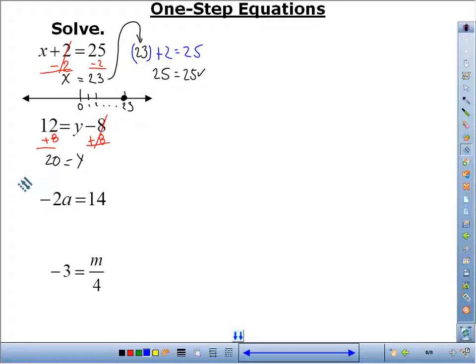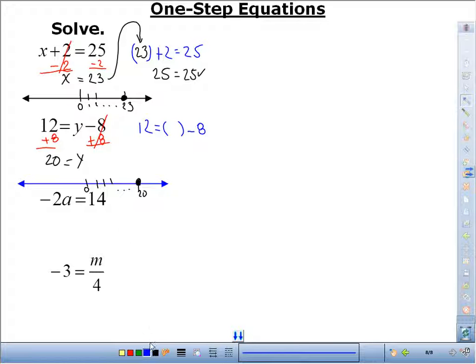From there, we plot our solution. Here's 0, 1, 2, 3, dot, dot, dot. 20 is over here, and there's my plot. Next, we rewrite our equation, but instead of the variable, what are we going to do? Open parentheses, minus 8, and we substitute. What number are we substituting? 20. So we're left with 12 equals, what is 20 minus 8? 12, and we're good.